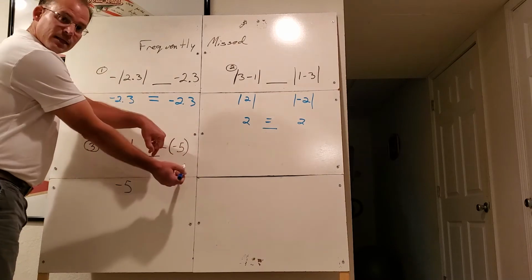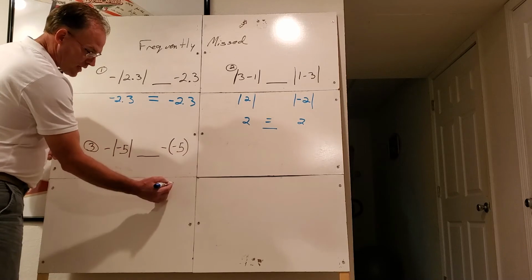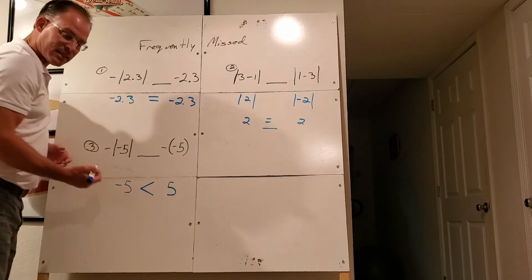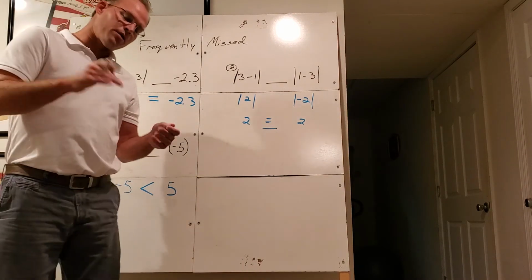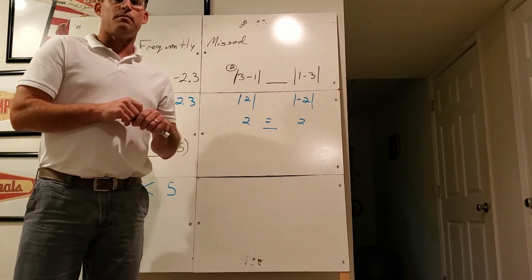This, since it's parentheses, you can distribute into a parentheses. Negative times negative is positive 5. So this would be a less than symbol. All right? Be careful with your absolute values. Other than that, most people did pretty well. But those three were frequently missed.